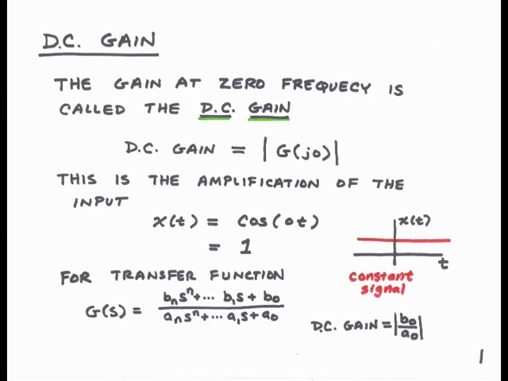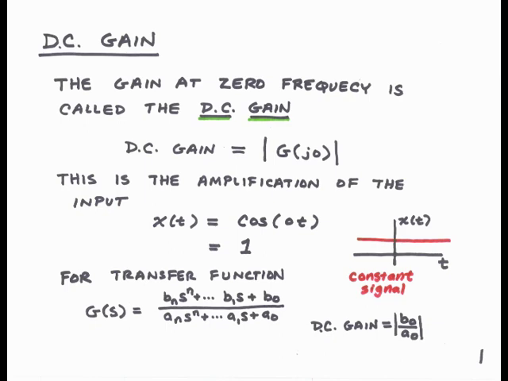This is the amplification that a signal which is a cosine at zero frequency gets when it goes through the system. Let's look at what a cosine at zero frequency is. If we set the frequency omega to 0, then cosine 0t is just 1. That is, x of t would be a constant signal for all time. That's what a zero frequency signal is, a non-causal constant signal.